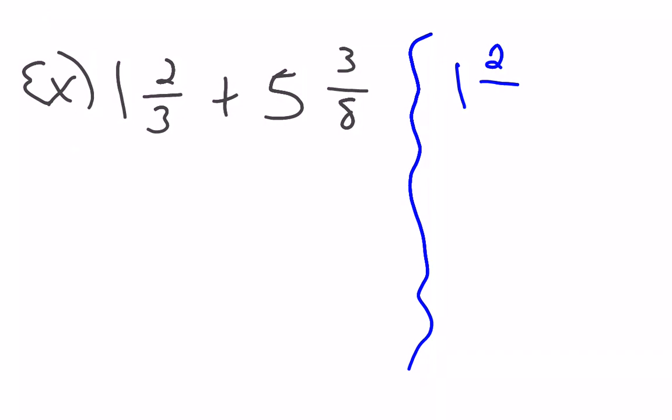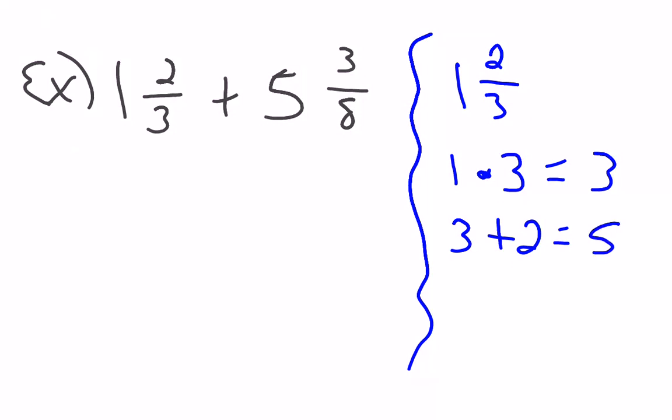So if I have 1 2/3, what happens is I take the whole number and I multiply it to the denominator. And then I take that answer and I add the numerator to it. So I get 5, and I keep the denominator. So this one becomes 5/3.